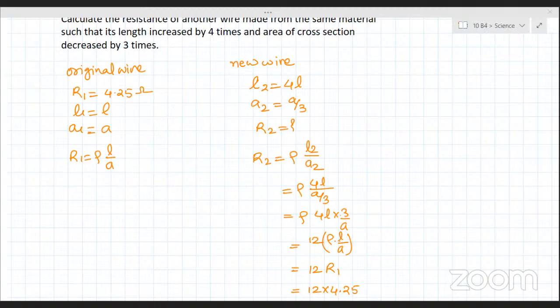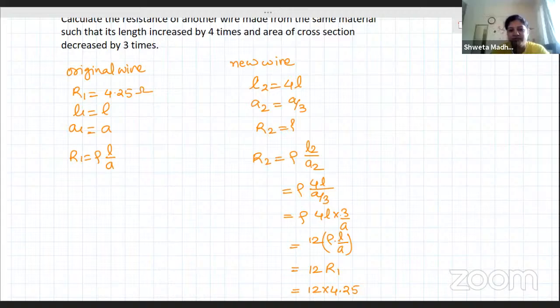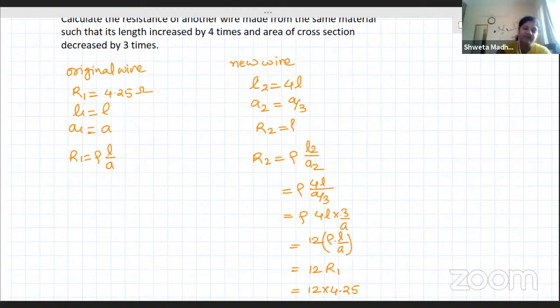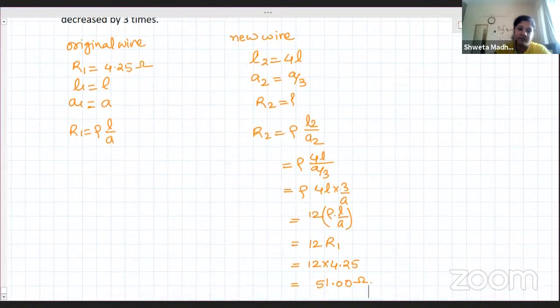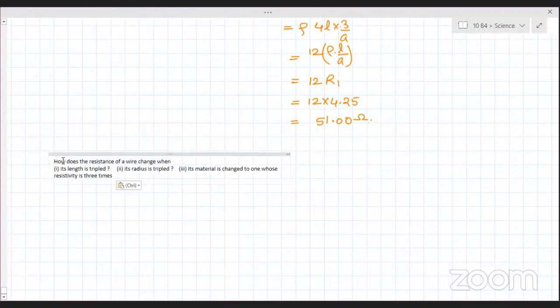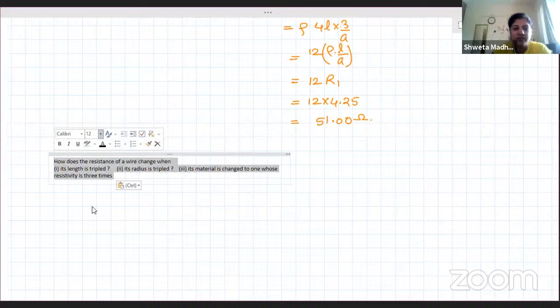Ma'am, for the 31st question, is the answer 80 ohms? Yes, right. It was the same question repeated. It's just a similar one. Ma'am, 33rd is the last question for this, no? Yeah, resistivity last question. One more question is there, I will give you.